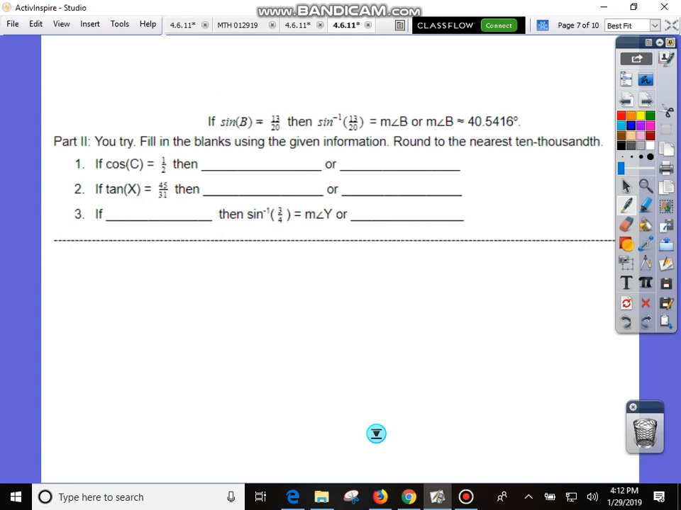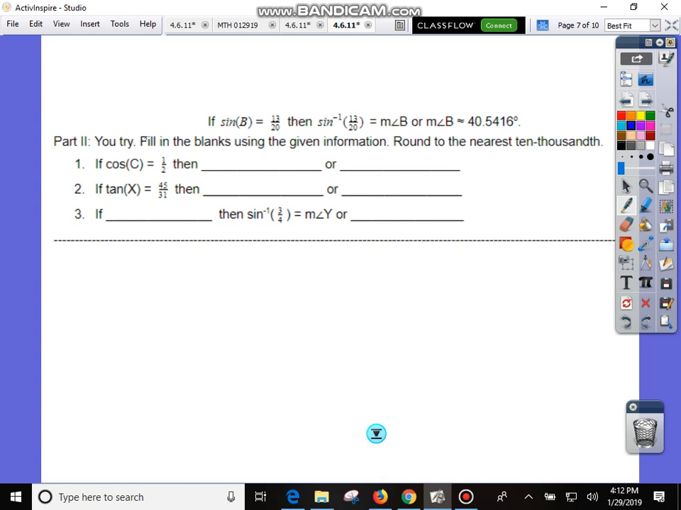So if the sine of B is equal to 13 over 20, then the inverse sine of 13 over 20 is equal to the measure of angle B, or the measure of angle B is approximately 40.5416 degrees. If you type this into your calculator, you'll get this answer. Again, if your calculator is not in degrees, you need to fix that.